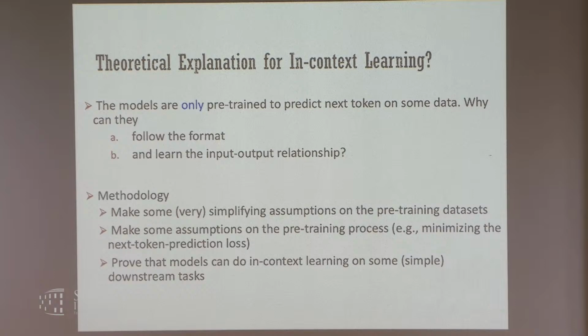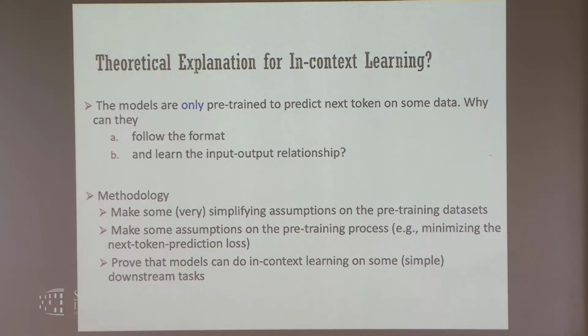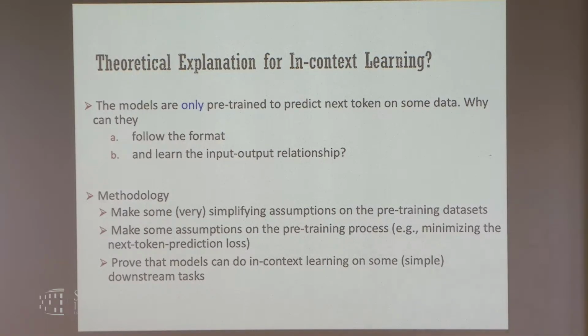I think the methodology most people are taking is that we make some very simplifying assumptions. At least this is what my papers take as a methodology, and many people are doing the same thing. You make some simplifying assumptions on the pre-training data sets. It depends on how you train it, right? If you train it with Gaussian data IID, you wouldn't learn any signal. Then you make some assumptions on the pre-training process. For example, you assume that you can minimize the pre-training loss exactly, maybe on the empirical data or on the population data, within some architectural choice. And then you prove that the models can do some in-context learning on some still relatively simple downstream tasks. That's the methodology, nothing surprising.